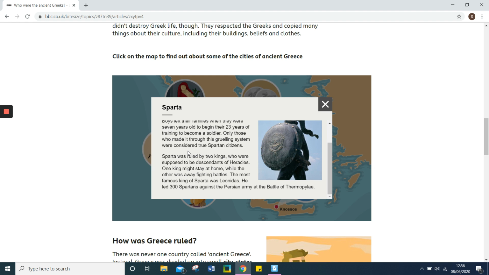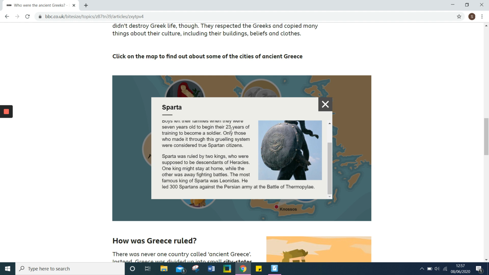Sparta was ruled by 2 kings, who were supposed to be descendants of Heracles. One king might stay at home, while the other was away fighting battles. The most famous king of Sparta was Leonidas. He led 300 Spartans against the Persians at the Battle of Thermopylae.